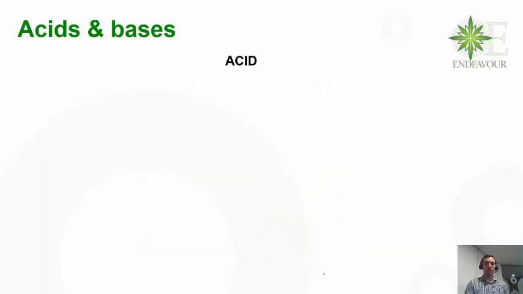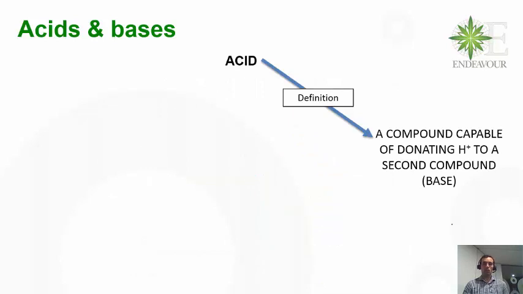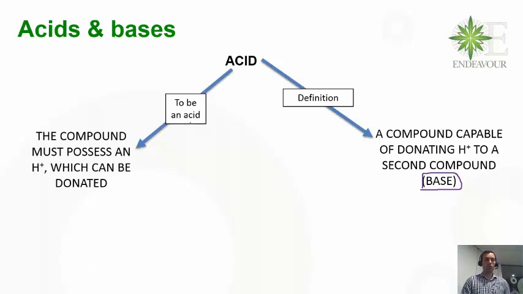Alright, so what about an acid? What does it do in an acid-base reaction? So acids are the components that are actually capable of donating an H plus. So they can actually donate their H plus to a second compound, and the compound that the H plus is donated to is called a base. So essentially, the acid is giving away its H plus to a base. For a compound to be an acid, therefore, it actually has to have an H plus that it can get rid of. Okay, so it has to have that H plus, otherwise it can't actually have anything to give away.